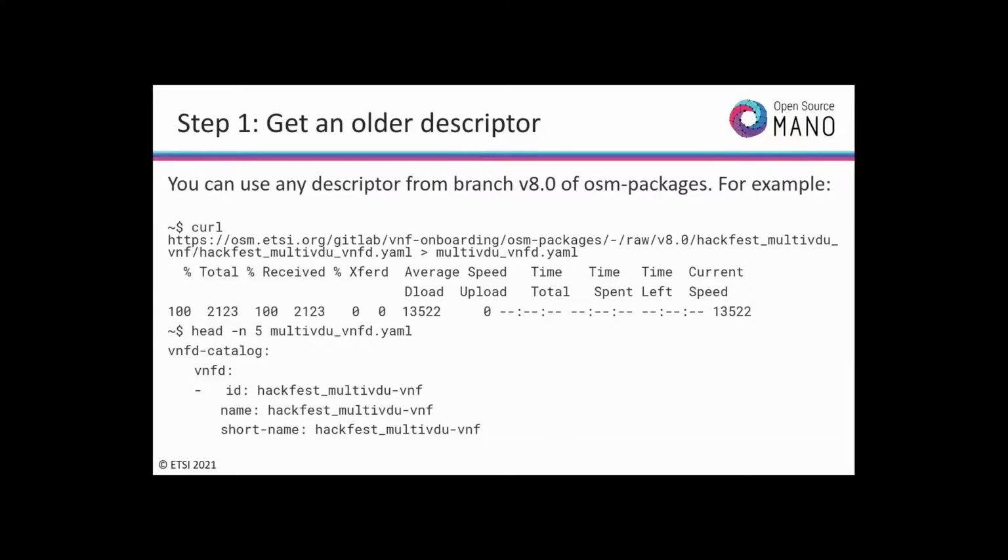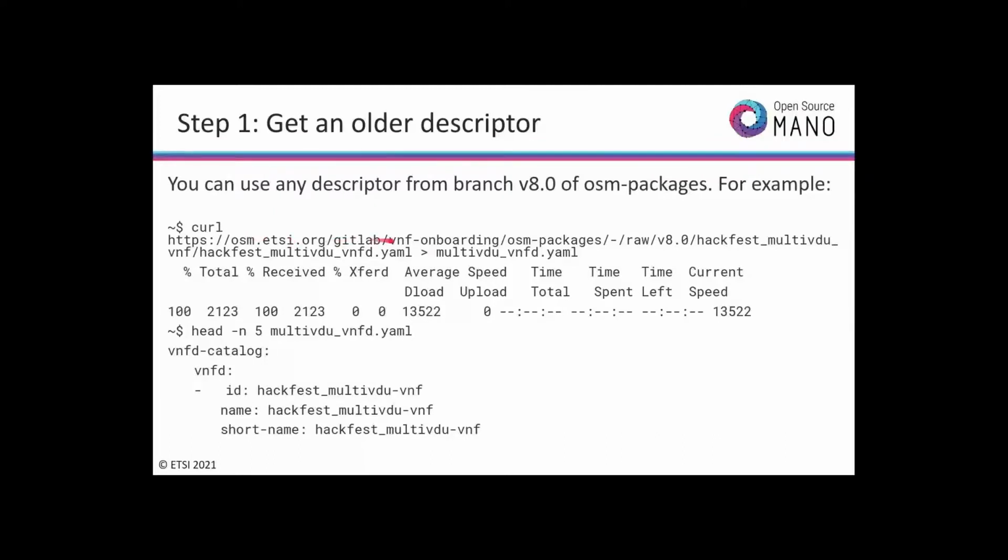So, in order to translate an old descriptor to the new SOL6 format, of course, you first need an old OSM V8 valid descriptor, because we are converting from that to release 9. So, for example, you can use any of the ones in the BNF onboarding repos. This OSM packages repository has a V8 branch. You can take any of the files of the branch and use them. For example, here we are doing it with curl, but you can open it in the browser and just copy and paste it.